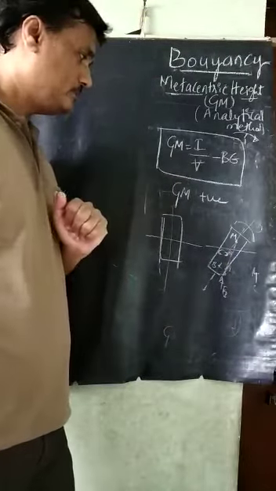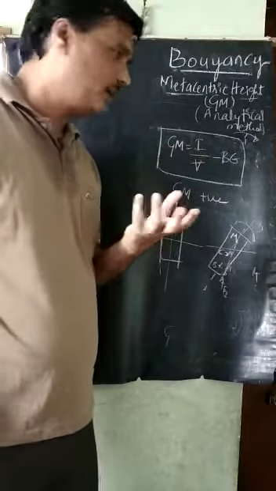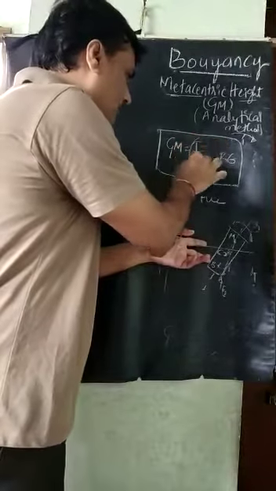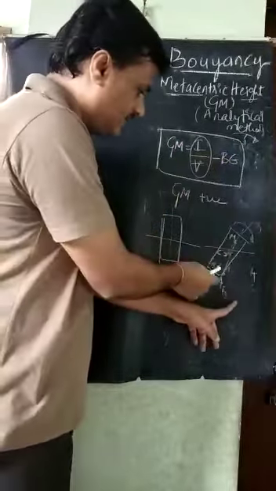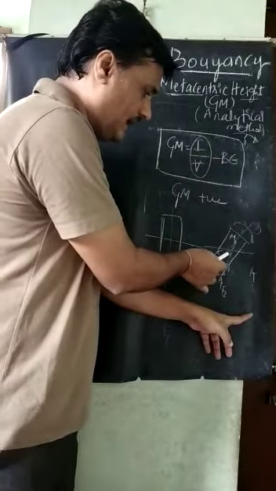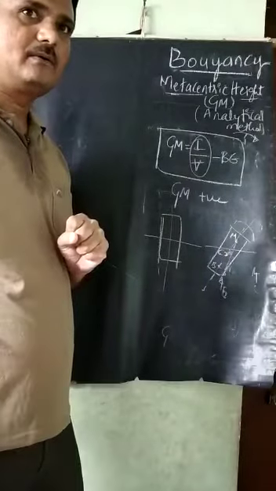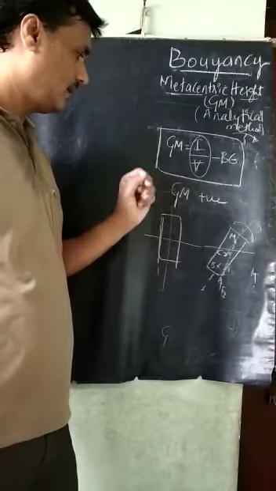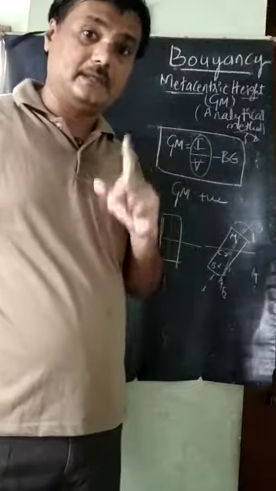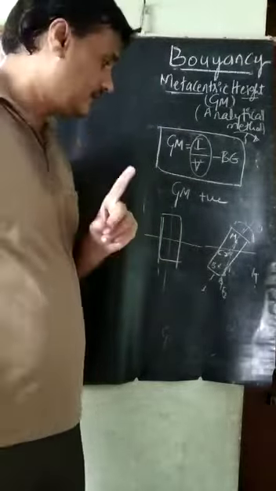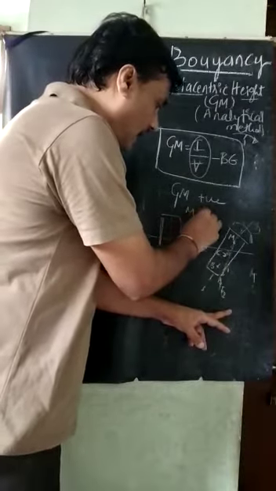Now GM is positive. GM, the metacentric height, is positive. What does that mean here? This value BM is more, and BG, the distance between the center of buoyancy B and the center of gravity, is less. If BM is more, GM will be positive. In that case, especially, what happens here? The metacenter M is above G.